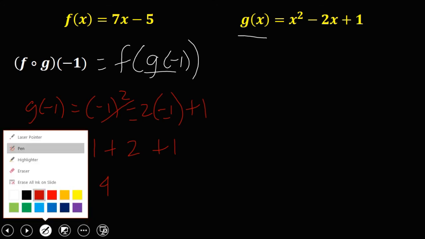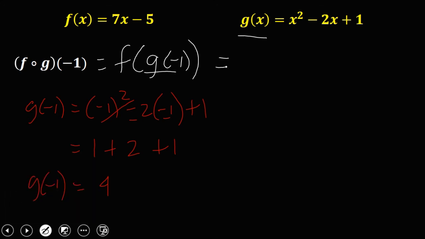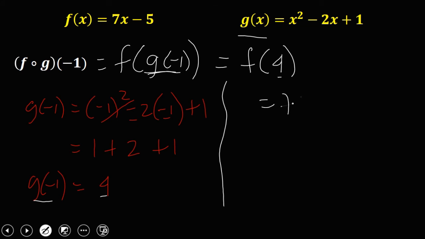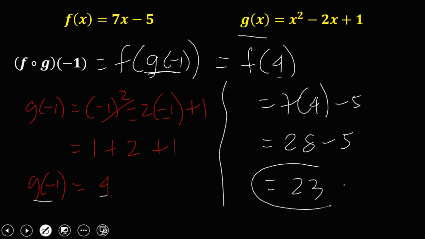So therefore, this f of g of negative 1 is equal to f of 4, because g of negative 1 is 4. Then from the f of x, your x is 4, so that's 7 times 4, then minus 5, or that's 28 minus 5. So the answer is 23, or positive 23.